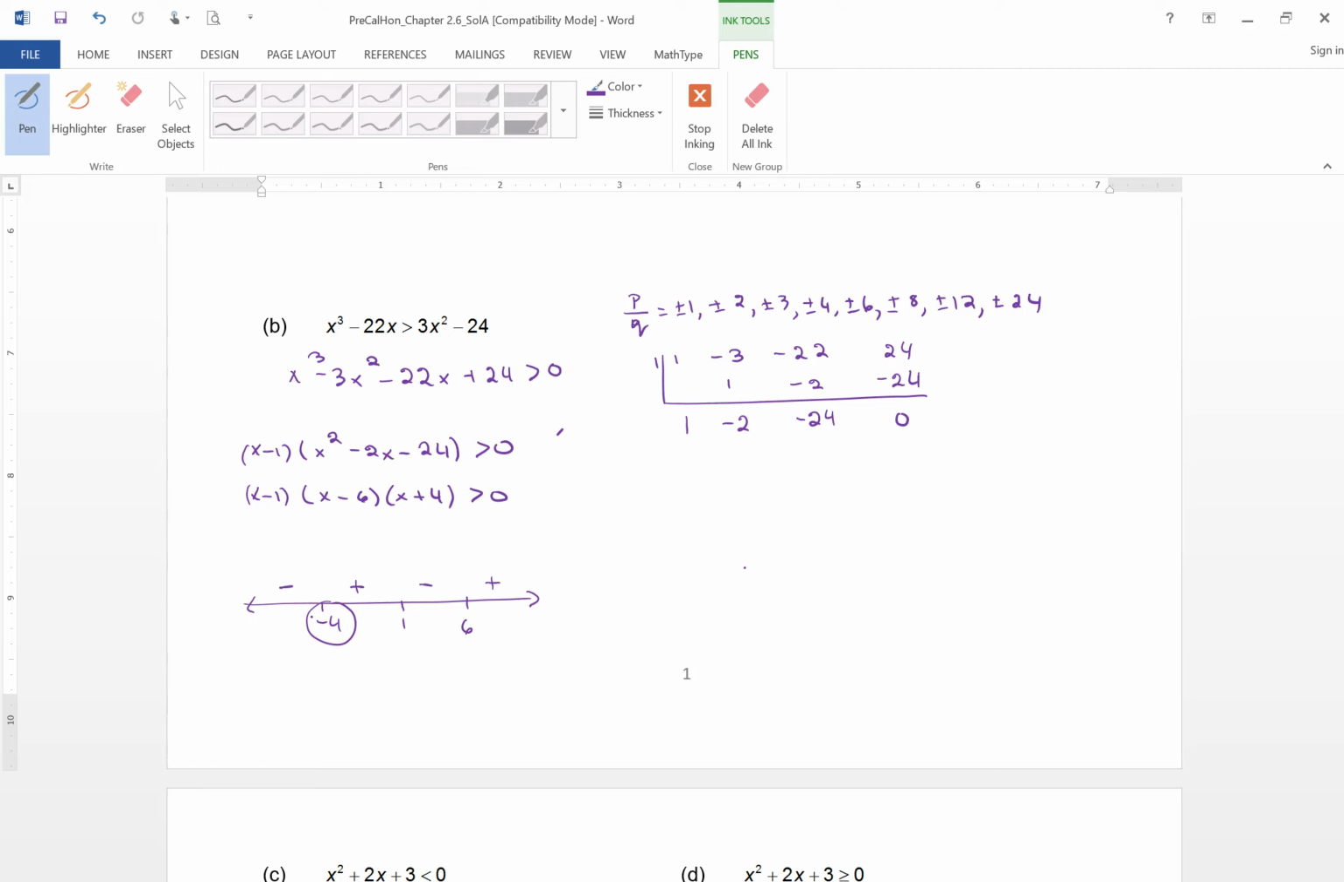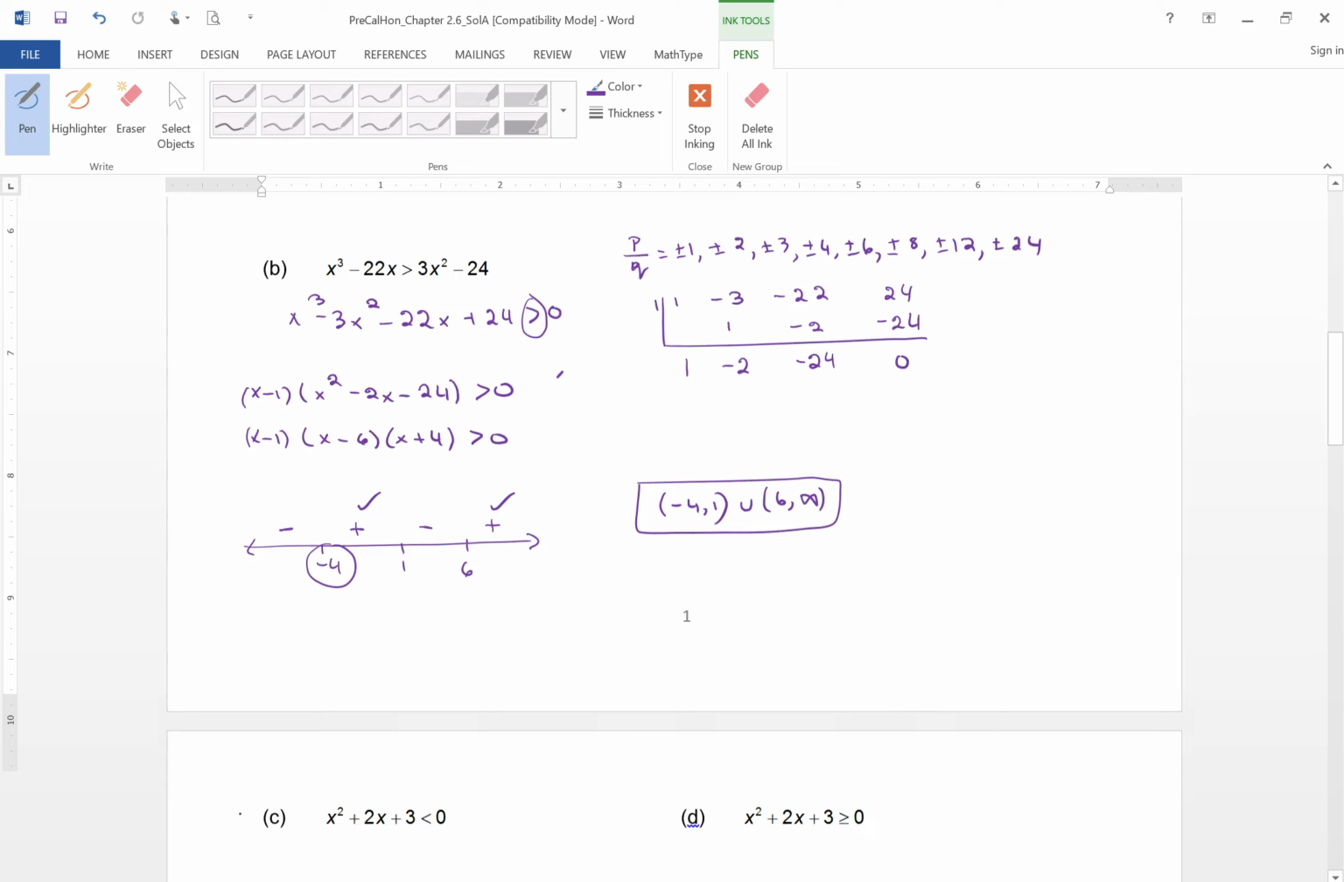Okay, so now I need the regions that are greater than 0. That's here and here. 0 itself is not included, so I'm going to have open parentheses, not brackets. So I have the region from negative 4 to 1, union 6 to infinity. It's greater than, not greater than or equal to, so the 0 is not included. All right?